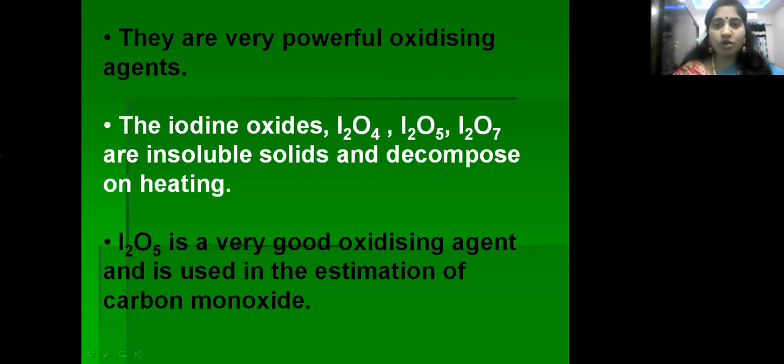Even iodine oxides, I2O4, I2O5 and I2O7, are insoluble solids and decompose on heating, and I2O5 is a very good oxidizing agent similar to ClO2 and oxides of bromine. I2O5 is also a good oxidizing agent and it is used in the estimation of carbon monoxide. So in the estimation of carbon monoxide, I2O5, that is iodine pentoxide, is used as an oxidizing agent.